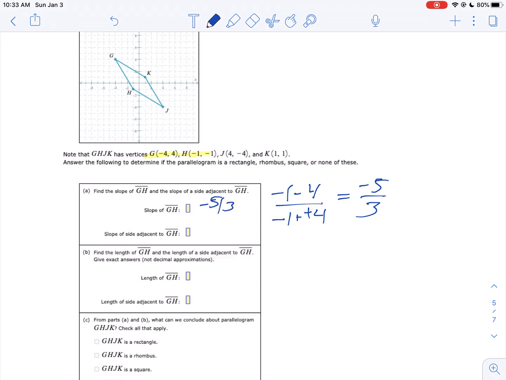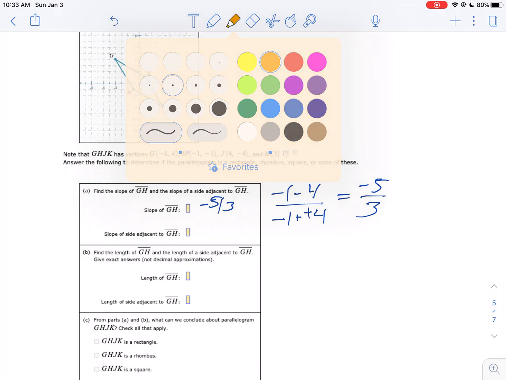Now we want to do the slope adjacent to GH. Well, adjacent means next to, so I could do GK or I could do HJ. It doesn't matter. I think I'm going to do HJ. So I'm going to delete that, and I'm going to highlight H and J.